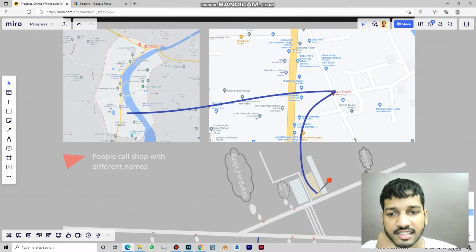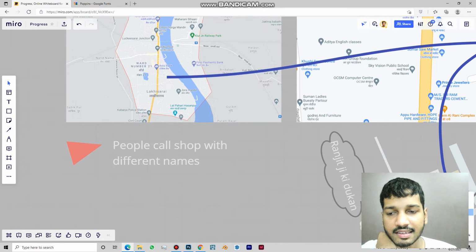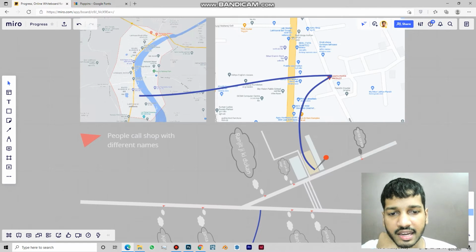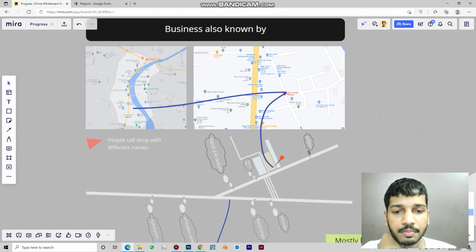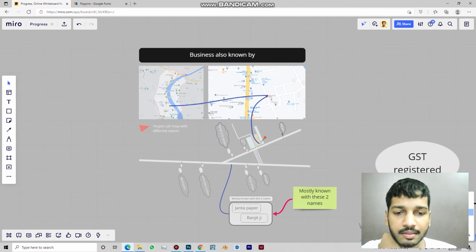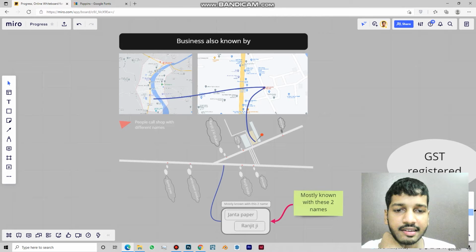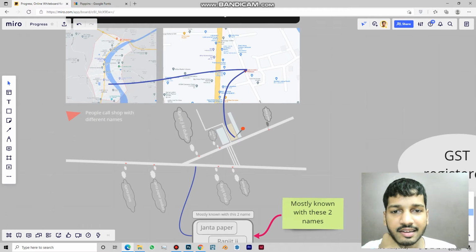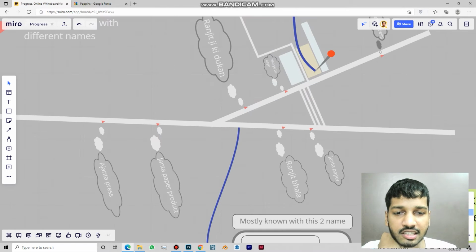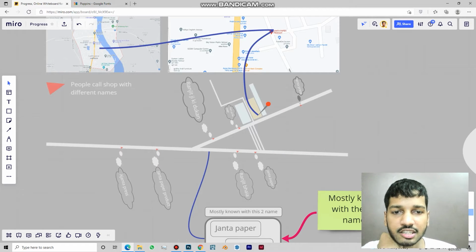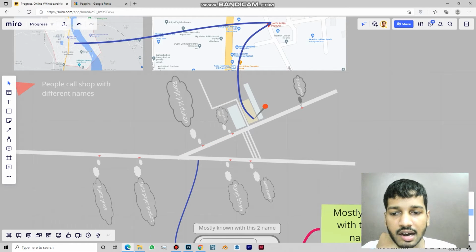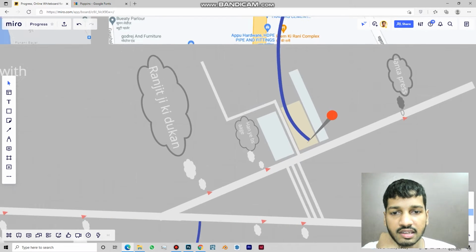So the business area is this. People call this shop by different names. This is the logo, this is the mapping of the area, and this symbol denotes the people. I asked random people, like मेरे आसपास कोई कॉपी की दुकान है क्या, and they said yeah. The random names that I got to know for this shop were जनता पेपर प्रोडक्ट, रंजीत भैया की दुकान, जनता पेपर, जनता प्रेस, Ajanta Press. So the shop's name was different, but they called this shop Ajanta Press.